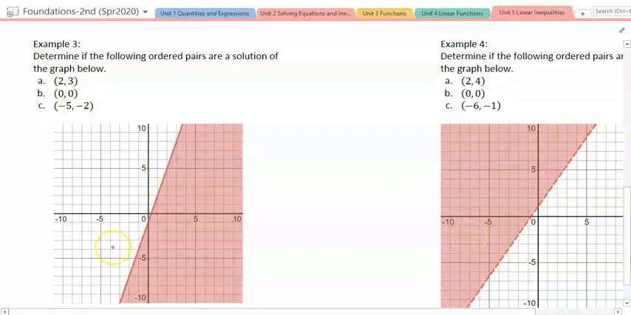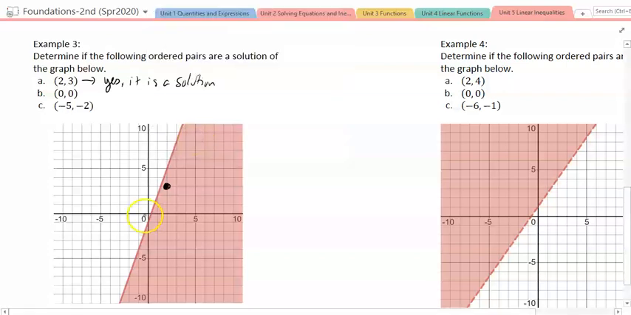So let's look first at example 3. And I'm going to just plot these points on the graph so we can see where they're at. So point 2, 3 is right here. Is that point either on a solid line or in the shaded region? Well, it's definitely in my shaded region, so the ordered pair 2, 3 is yes, it is a solution.